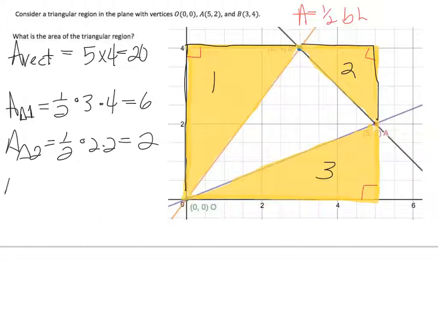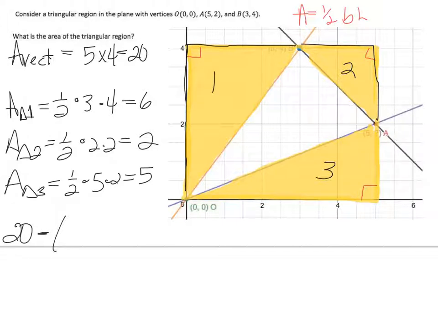Is 2, and then the area of triangle 3 is 1/2 base times height: 5 times 2, so 10 divided by 2 is 5. So I can do the area of the rectangle minus the area of all of the shaded triangles.